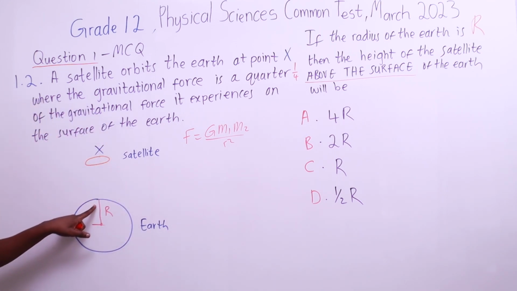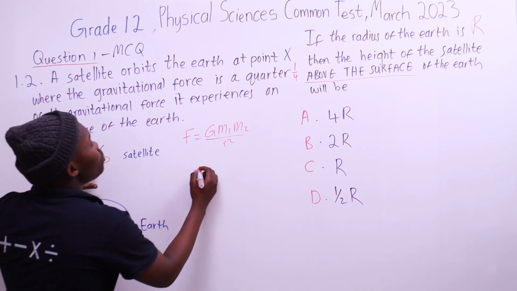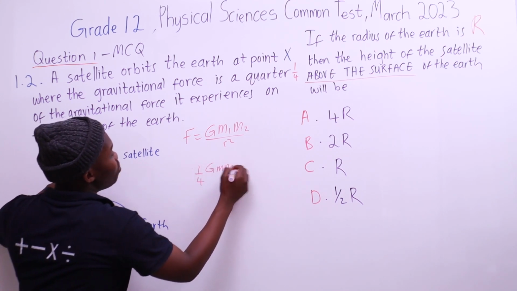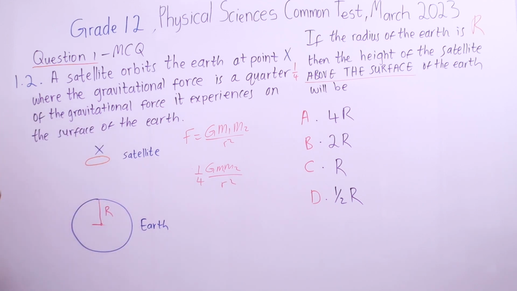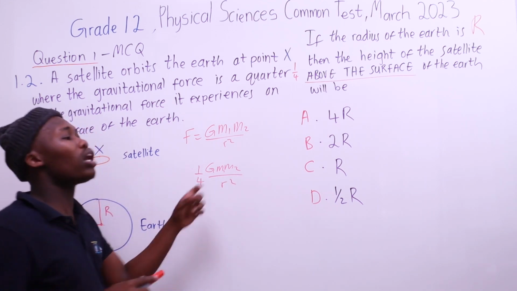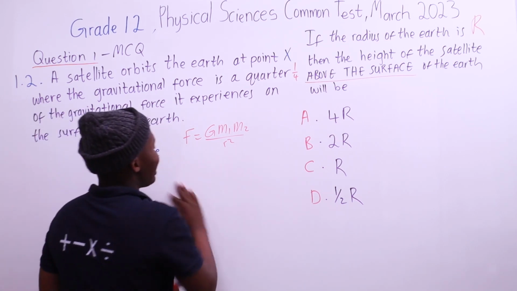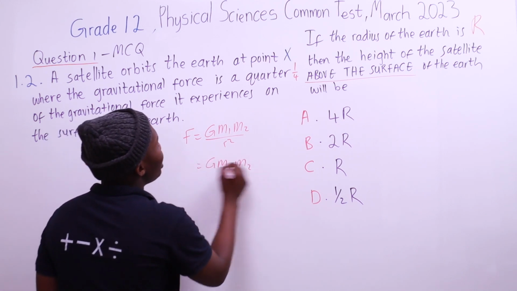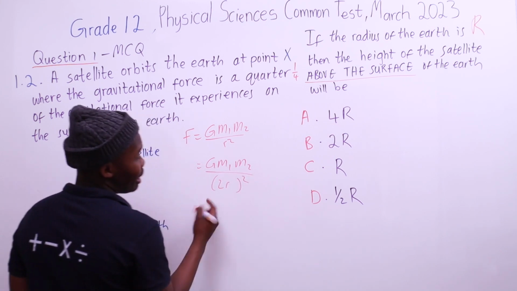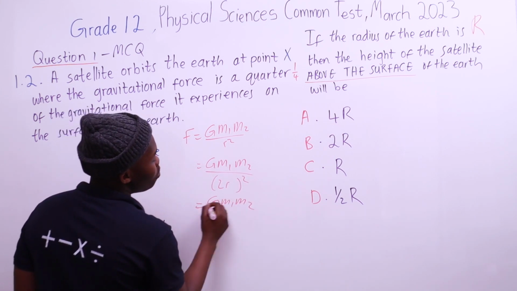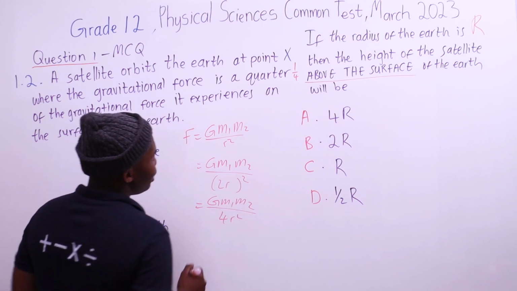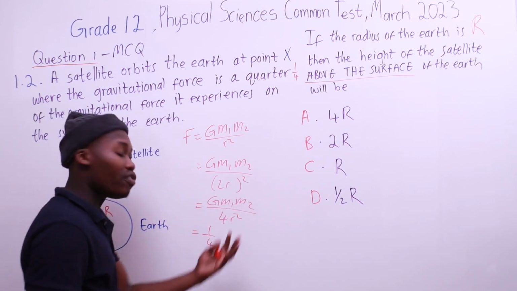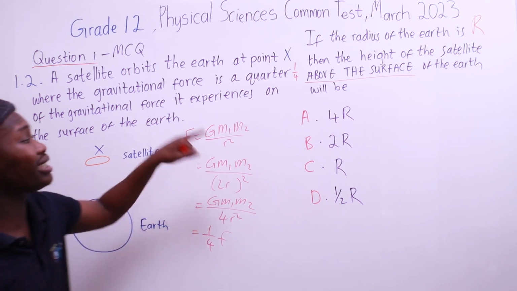At the surface of the Earth, the force is 1/4 G M1 M2 all over R squared. You see the 1/4 coming from the fact that the distance was doubled. If the distance is doubled, it becomes G M1 M2 all over 2R squared. Then it becomes G M1 M2 over 2 squared R squared, or 4R squared. As you can see, there is a 1 at the top, 1/4 of G M1 M2 over R squared. It is just F.